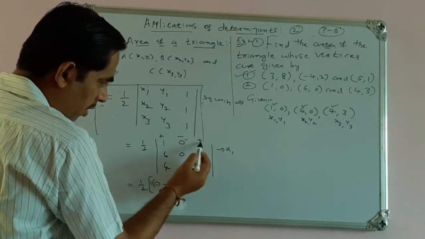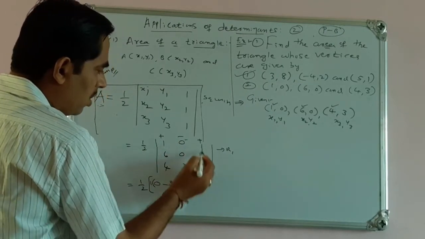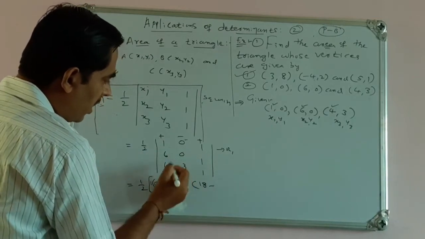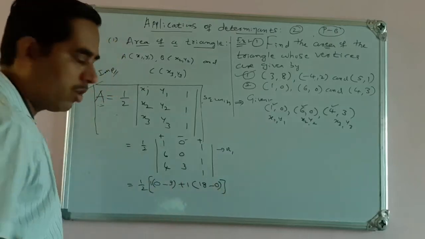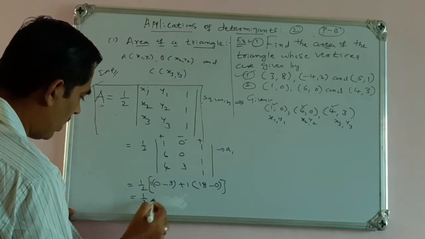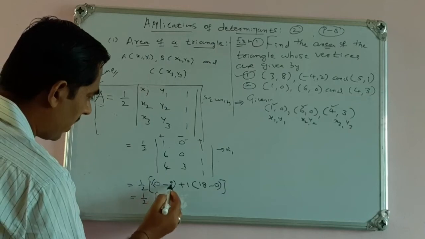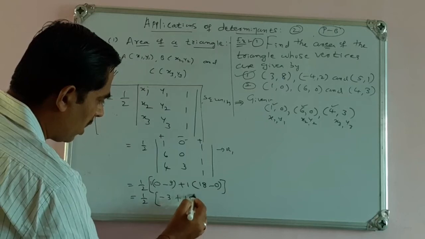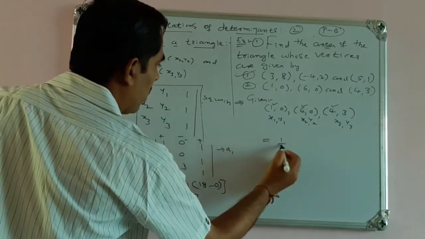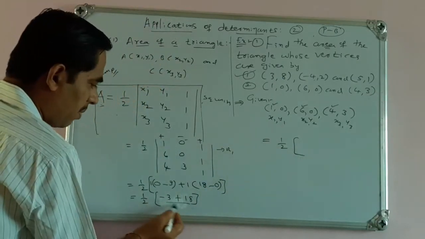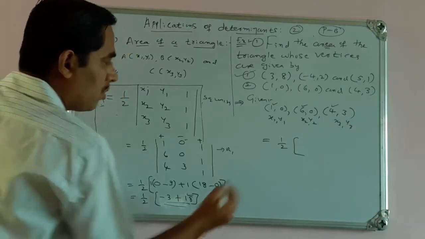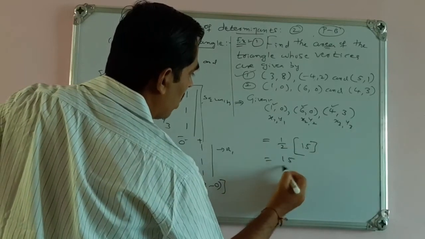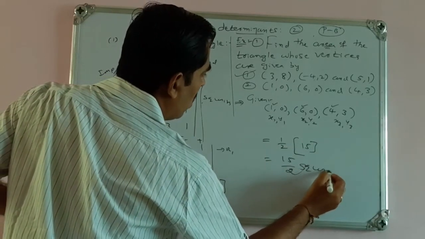Plus 1 into, so I will consider this, plus 1 into, this column and this row. Then you concentrate here. 6 3s are 18, minus 0 into 4, that is 0. So this one is very, very simple here. Half into 0 minus 3. So minus 3 into 1, that will be minus 3. Then plus 18 minus 0, 18. 18 into 1, that will be 18. Then I will write half as it is. Minus 3 plus 18, positive sign here. 18 minus 3, that will be 15. That is nothing but 15 by 2 square units.